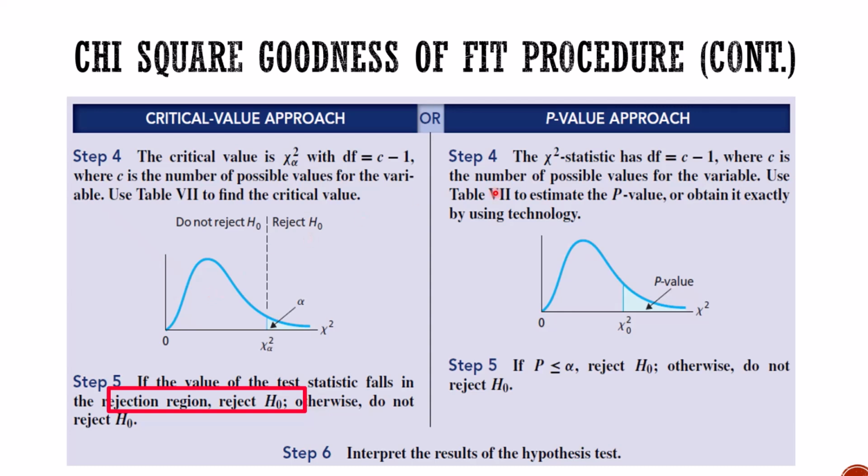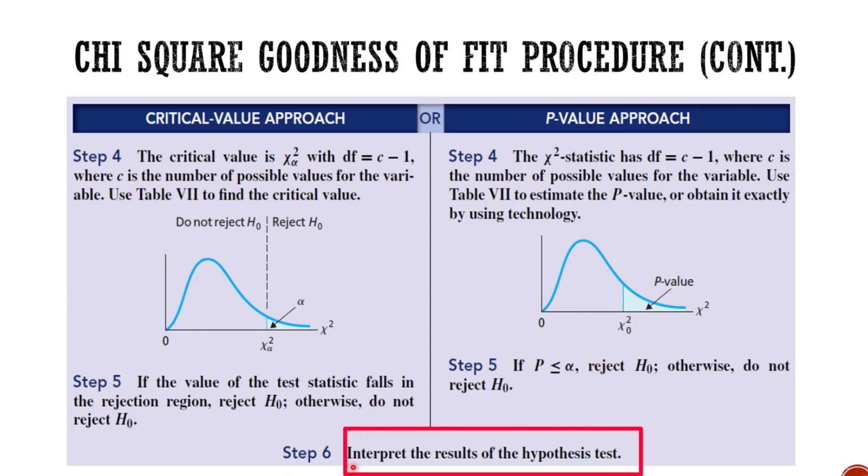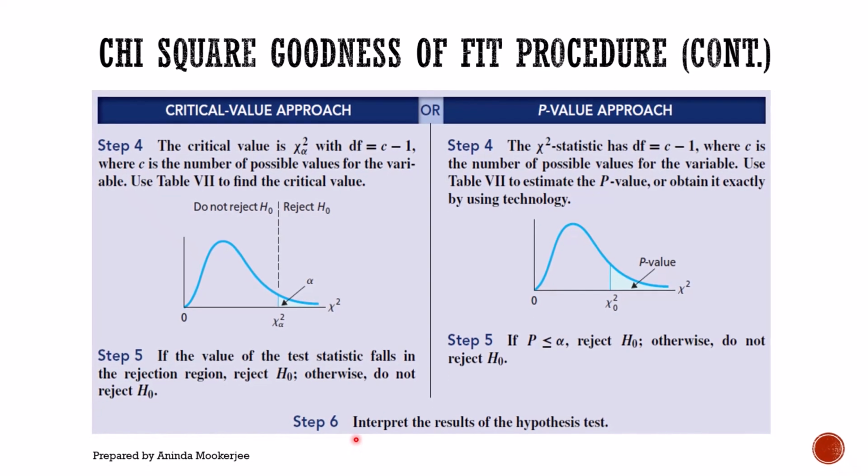For the p-value approach, if the p-value is less than or equal to the alpha value or the significance level at which you are testing, then you reject the null hypothesis, otherwise you don't. And finally, you interpret the results in step 6 in terms of the problem that you are working with. You have to interpret it in the context of the problem that you're dealing with, right?